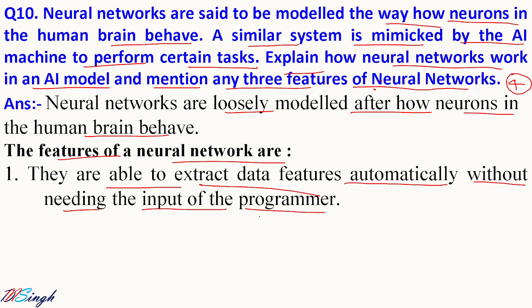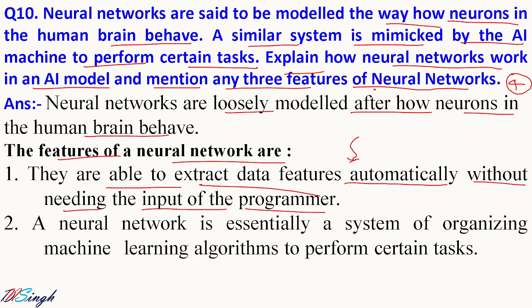Like we humans see things, observe them, interpret, and analyze them, and that intellect we have in us helps us to come to the conclusion and learn new facts about the world. So like that, the neural network can also do the same thing, but not at the levels humans can do. A neural network is essentially a system of organizing machine learning algorithms to perform certain tasks. It is not a single thing, it is a system of organizing machine learning algorithms. So multiple algorithms can work on that.